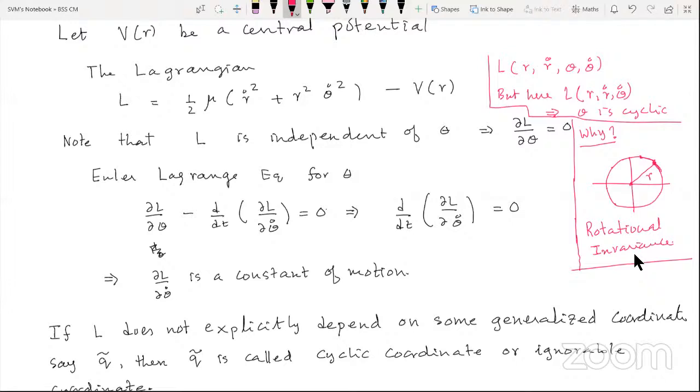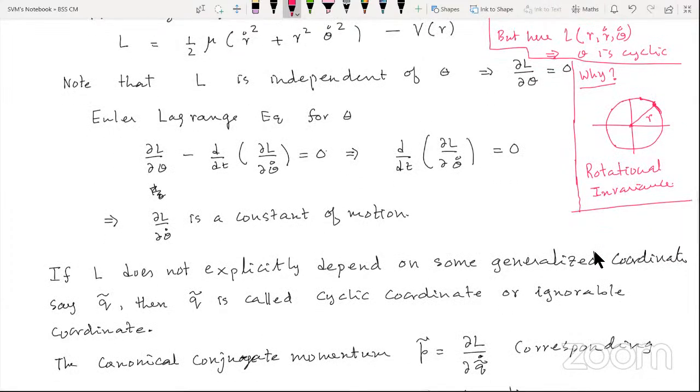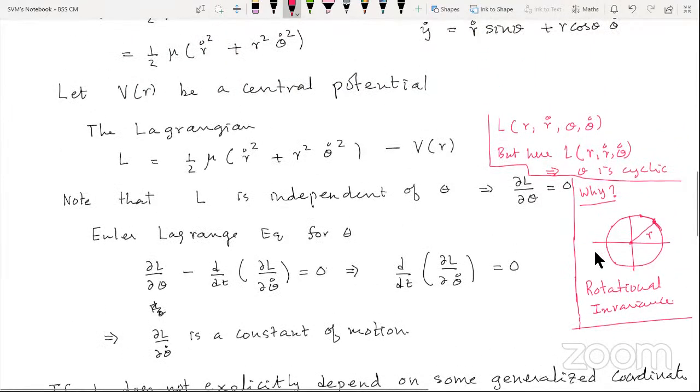Yes, sir. There's a question from YouTube. Mukesh Kumar is asking, is there any difference between canonical momentum and normal momentum? And also tell for force. For force? Yes, sir.